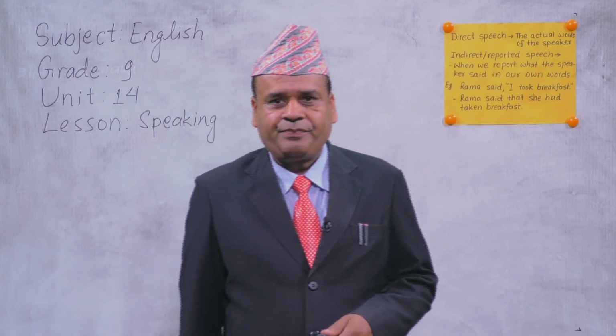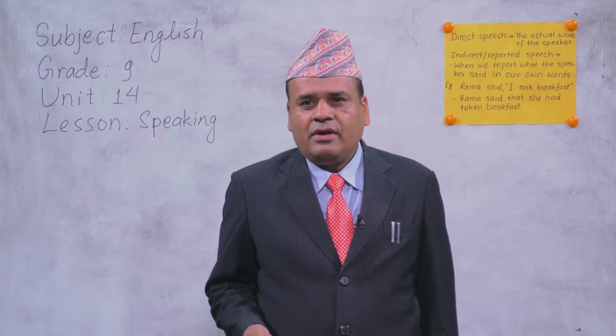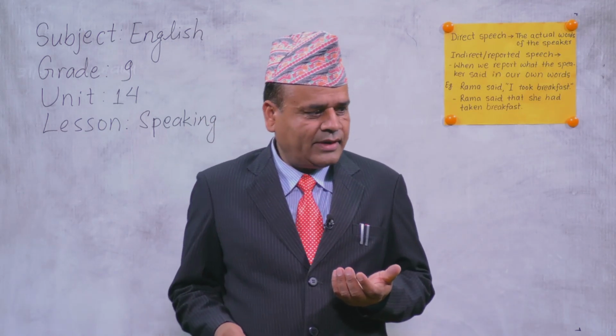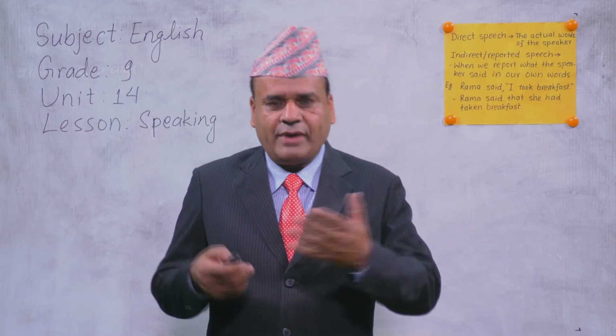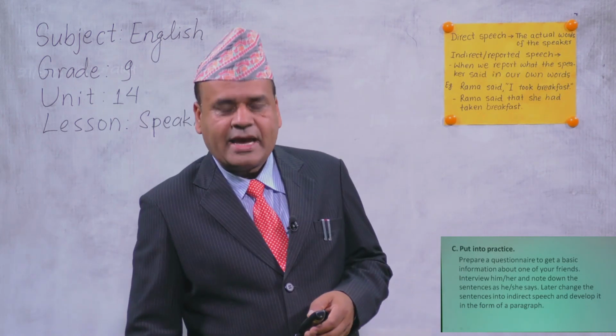Put into practice. Prepare a questionnaire to get basic information about one of your friends. Interview him or her and note down the sentences as he or she says. Later, change the sentences into indirect speech and develop it in the form of a paragraph. Okay? So, we can make a questionnaire or we can generally ask questions to the friends. So, what type of questions can we ask? Any type of question, especially question and answer. We get the idea from the friend and we change that into indirect speech.